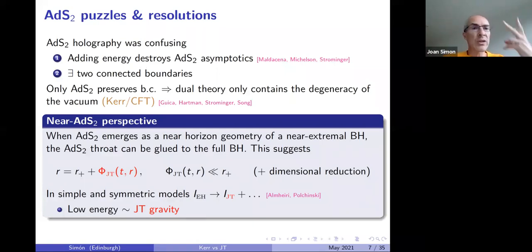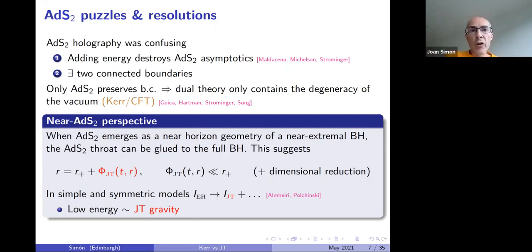Among many things, I would say that we were confused about two things about this AdS2. We knew that if we added energy in a space-time which was asymptotically AdS2, that energy was destroying the boundary conditions of AdS2. That's typically referred to a work by Maldacena, Michelson, and Strominger. And so the meaning of AdS/CFT for AdS2 was very unclear because apparently you cannot support matter, for instance, in that setup.